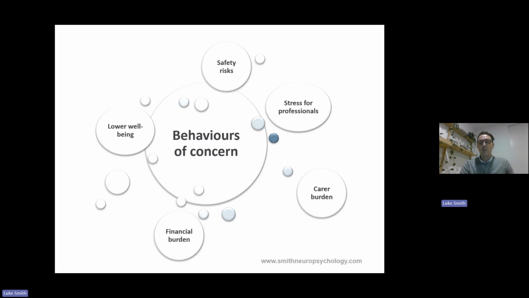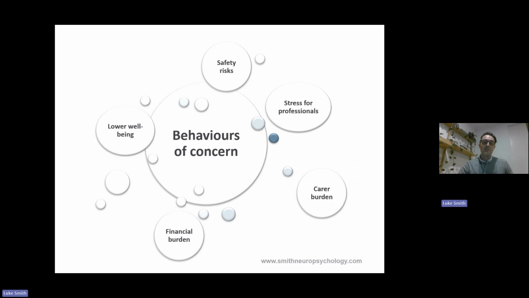Behaviours of concern, when you look at the research for people living with dementia and progressive neurological diseases, is directly related to things like safety risks for the person living with the condition, for the people that support them. It is directly related to things like stress for professionals. So for example, if you're a professional carer, a health professional, someone working in the dementia or aged care field, it is directly related to levels of stress, burnout, staff turnover. Now I use the word carer burden here, and I know that not everybody likes this term, so I do apologise, but this is the term that's primarily used within the research.